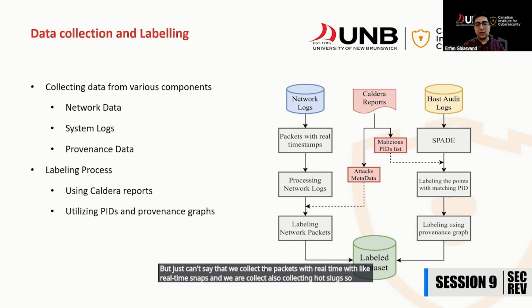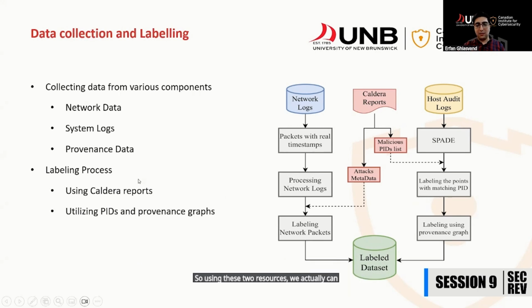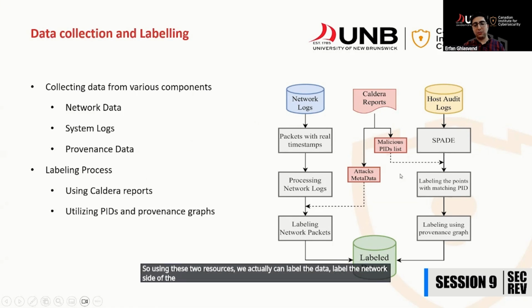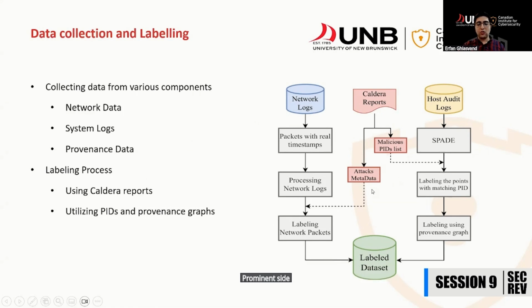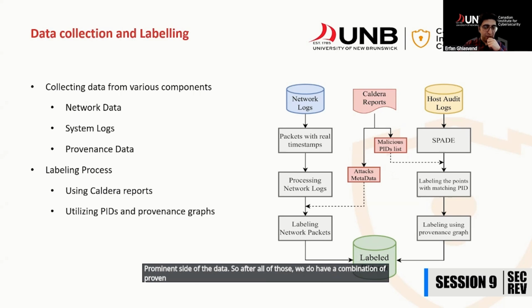These host logs are fed into a tool called SPADE, and SPADE gives us a provenance graph. Another thing that we have here is the reports of the Caldera that we use to perform the attacks. This report provides us with the attack metadata and also the process ID of the malicious processes that actually caused the attacks. So using these two resources, we can label the network side of the data and label the provenance side of the data. After all of that, we have a combination of provenance data and network data that are cleaned and labeled and ready for use as a labeled dataset.